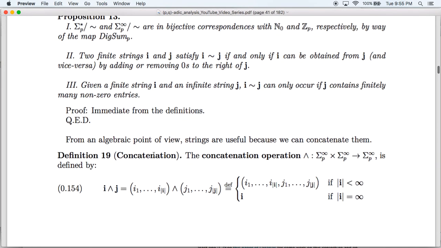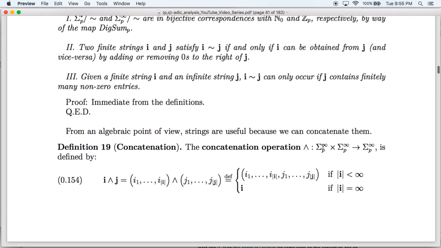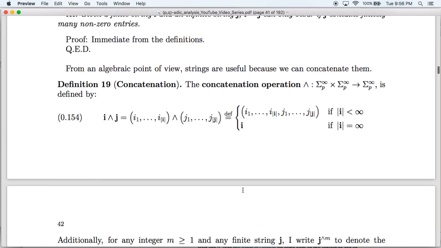And so this leads us to the concatenation operator, which I define as wedge. It accepts two infinite strings and outputs an infinite string. And the rule is as follows. If the left string is of finite length, then it's just the concatenation of first all the digits of the left string and then all the digits of the right string. Whether or not the right string is finite or infinite, this doesn't matter. But if the left string is infinite, then we define this wedge as just being the left one.